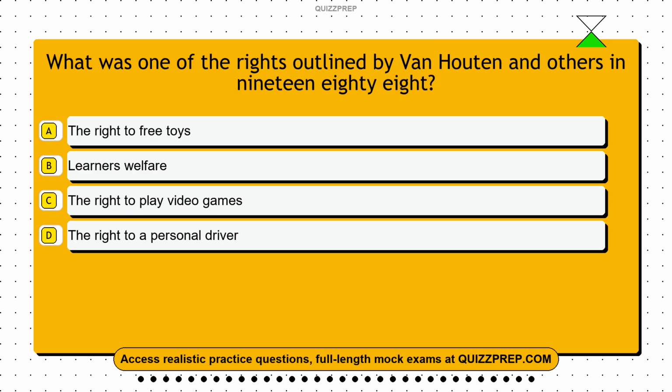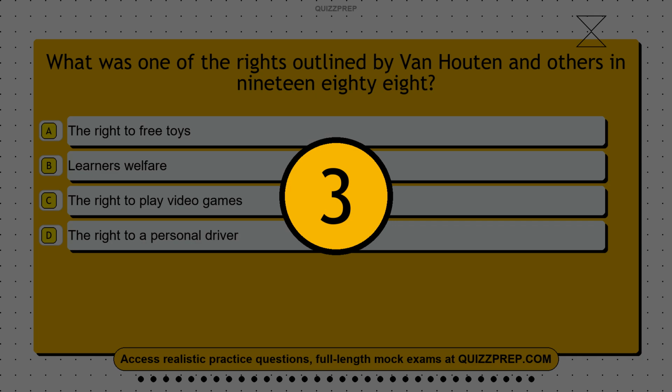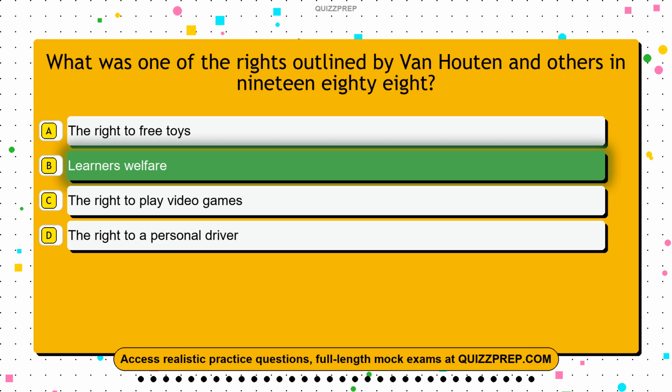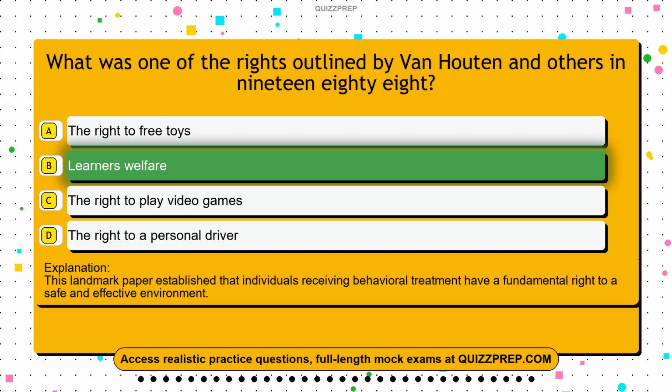Question 13. What was one of the rights outlined by Van Houten and others in 1988? Option A, the right to free toys. Option B, learners' welfare. Option C, the right to play video games. Option D, the right to a personal driver. The correct answer is option B, learners' welfare. This landmark paper established that individuals receiving behavioral treatment have a fundamental right to a safe and effective environment.